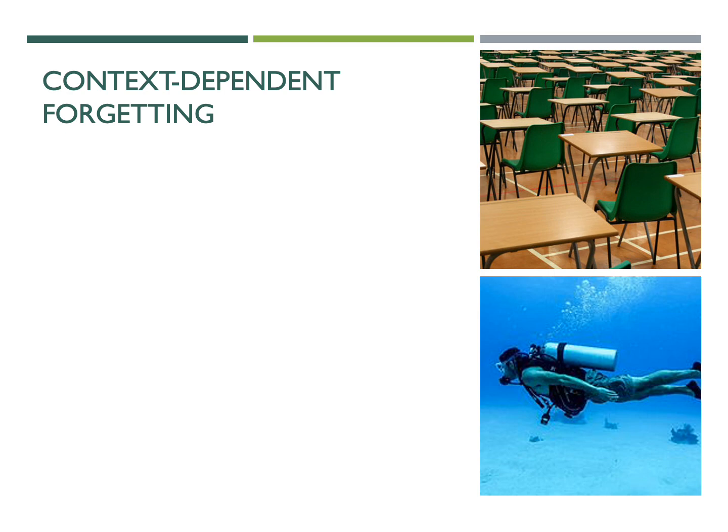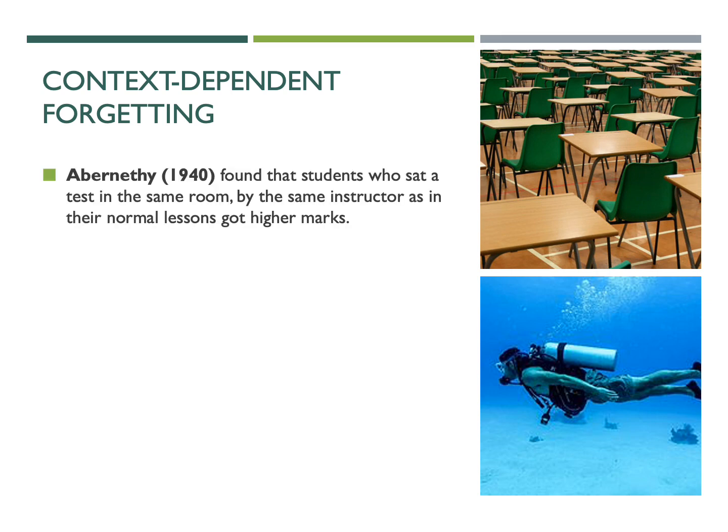The second part of retrieval failure is context-dependent forgetting, and there's two pieces of research on this. The first one is one that I've already talked a little bit about. Abernethy found that students who sat a test in the same room by the same instructor as in their normal lessons got higher marks. They even performed better than those who were tested in the same room with a different instructor. So just the simple fact of having the same room and the same instructor meant that they performed better.